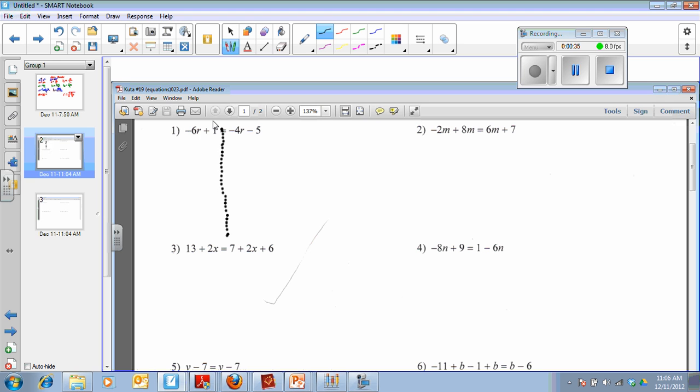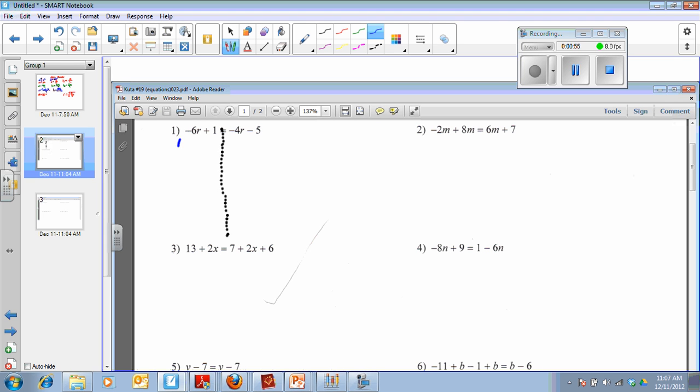So the first thing we need to do is see if we can simplify anything up here. I say negative 6r plus 1 on the left side of the equation. I see a negative 4r minus 5 on the other side. I can't really simplify that. So my next step would be, why don't we try to move things to get all the r's on one side?